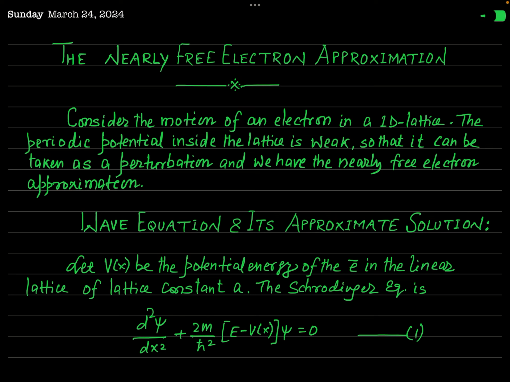For dealing with the problem of nearly free electron approximation, we are going to see the discussion in a simple way. For this simple discussion, we consider the one-dimensional crystal lattice, so that our calculation will be easier and we can understand the fact more conveniently. Let us consider an electron moving inside a one-dimensional lattice, where there exists a periodic potential. For applying this nearly free electron approximation, you must consider that the periodic potential inside the lattice is weak. We have seen earlier in the introductory lecture that if the potential under which the electron moves is weak, then this can be taken as a perturbation, and we have the nearly free electron approximation.